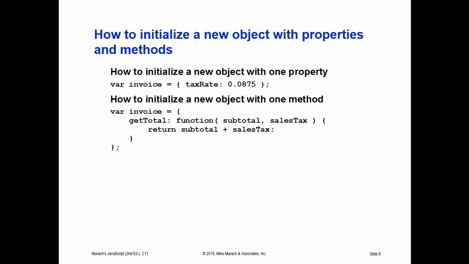When you create an object with a literal value, it's known as an object literal. So you can add properties by coding pairs of property names and values separated by colons. All right, so we've got an invoice. It's got a property with a name of tax rate and a value of 0.0875. When a property name is paired with a function, it's called a method.